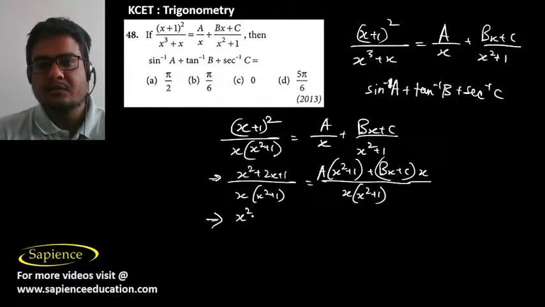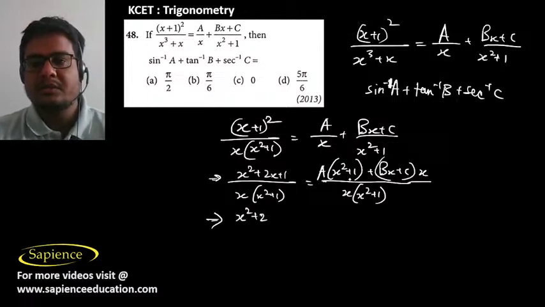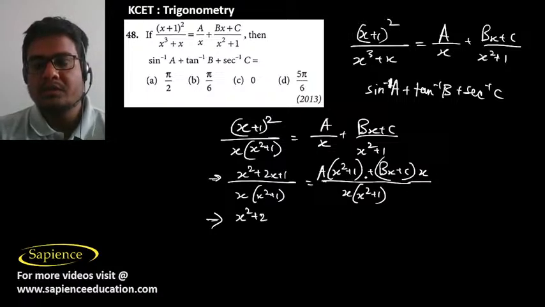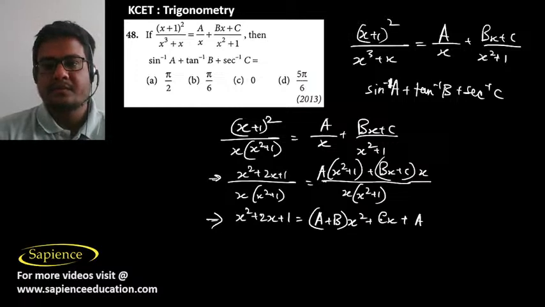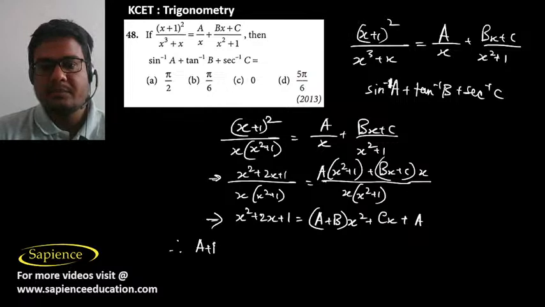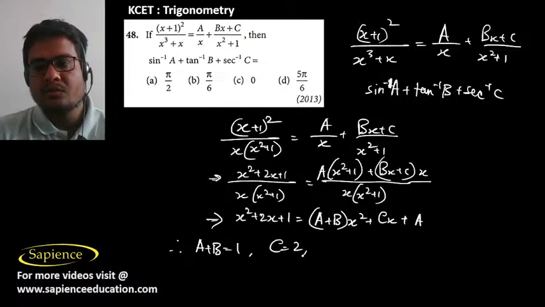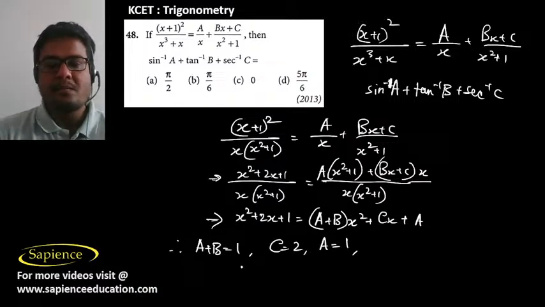If we compare the numerator on both sides, then it will be x square plus 2x plus 1 equals (a plus b) into x square plus cx plus a. Therefore, if we compare on both sides, we get a plus b equal to 1, which is the coefficient of x square, and c will be equal to 2 and a will be equal to 1. So a equal to 1, then b will be equal to 0.